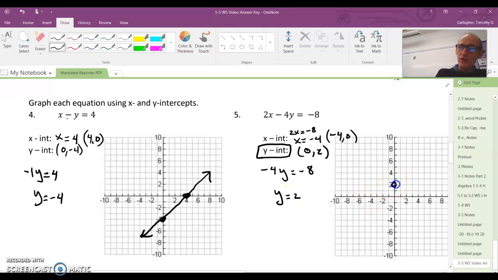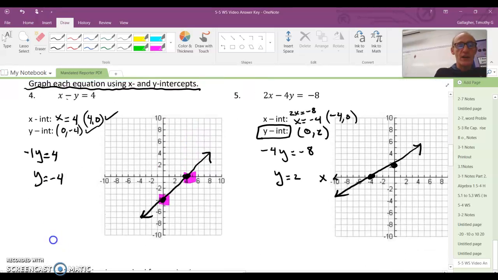So that is right here, and the x-intercept is here on negative 4 because this is the x-axis, and I draw the line. Okay, because the question is to graph each equation using the x and y intercepts. So I find the x-intercept, find the y-intercept, and I put them on the graph, and I draw the line.